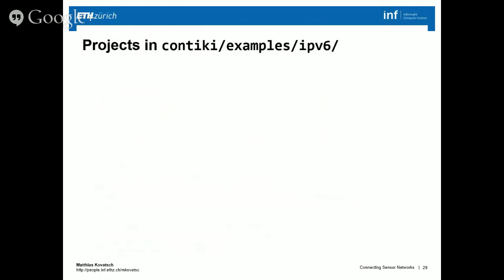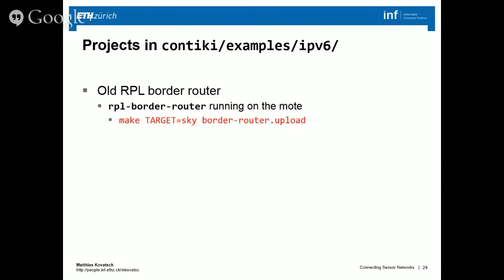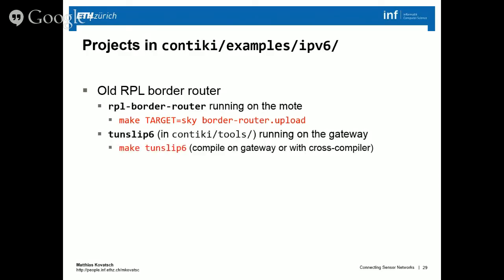So if you want to do it manually, it's quite good to understand what's actually going on. You can go into Contiki examples IPv6, and you'll basically have two options. The old one is using the old RPL border router, and there you have the RPL border router project, so it's a directory in this IPv6 folder, and that will be the one that is running on the mote. So you can use make TARGET=sky if you have the Tmote Sky, otherwise you need to choose a different target here. And then you do for the sky, for instance, border-router.upload, and then it will compile, build, link everything, and upload it directly to the mote. So there you see already why the Tmote Sky is so convenient. You just plug it in and you call make, and everything is done for you.